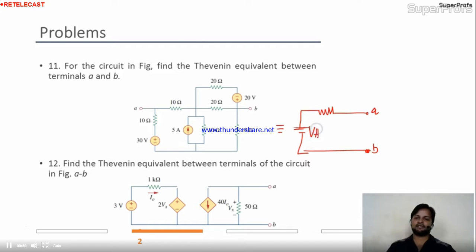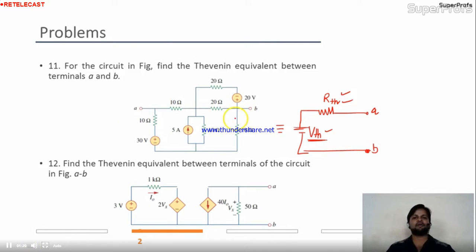What the Thevenin equivalent circuit says is, you need to find out the voltage, that is the Thevenin equivalent voltage, and the resistance, that is the R equivalent or resultant resistance of the circuit across A and B. So here they are saying find out the Thevenin equivalent between A and B. It means we need two things, VTH as well as RTH. So first I'll calculate RTH, okay?